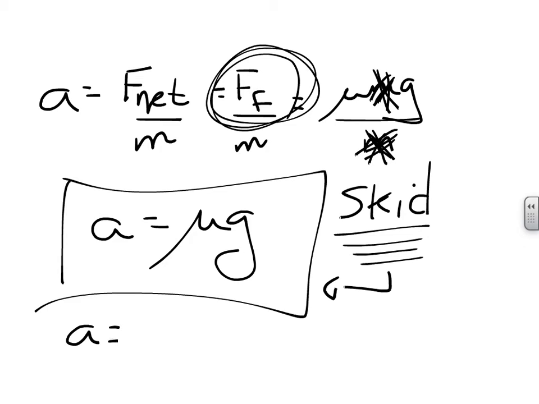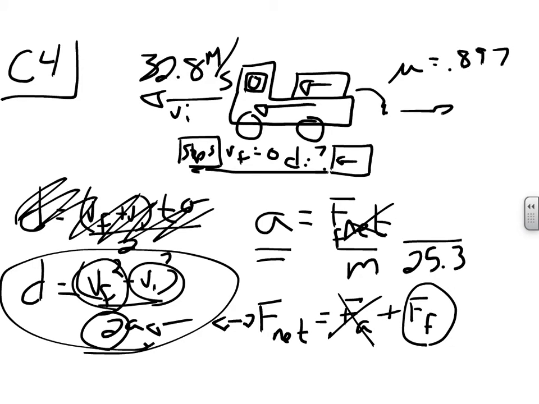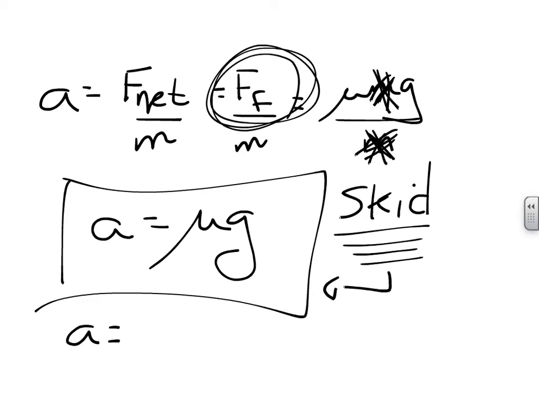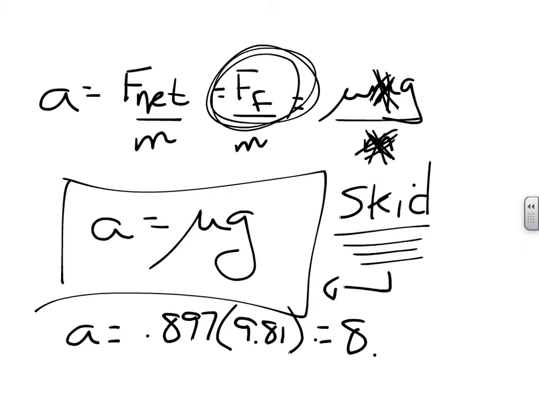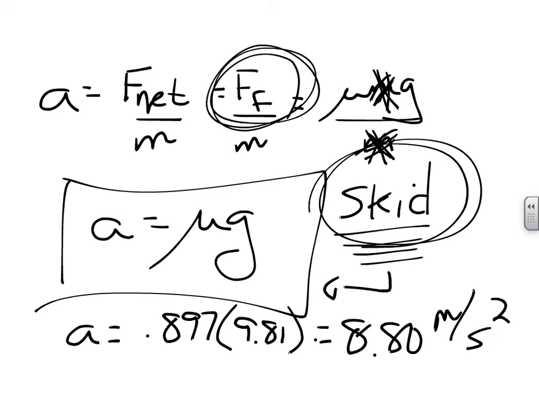So A, you say, hey, wait a minute, all we were missing here was A. And you're right, that's all we're still missing. So A is equal to mu g. We know our mu was 0.897. And then g, of course, is 9.81. And so that gives us an acceleration of 8.80 meters per second squared. Now, you have to say, is this a positive or negative acceleration? Well, if I'm skidding to a stop, this will always be a negative acceleration, because that just makes sense. So that'll be a negative acceleration.